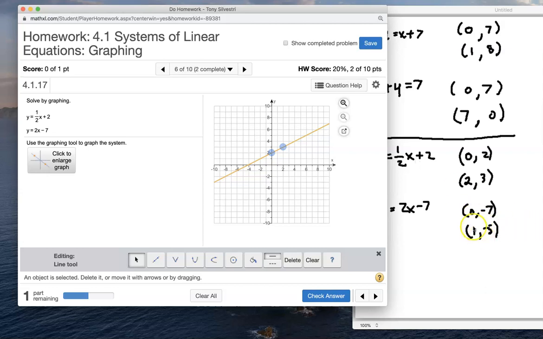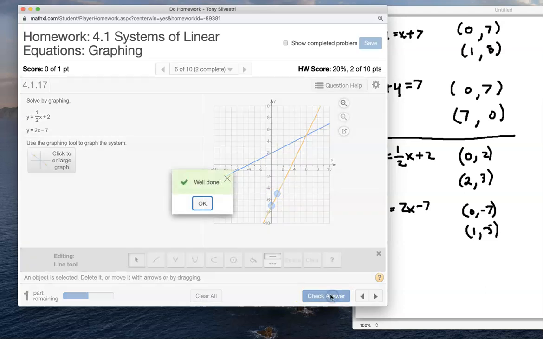How about the next 2 points? Draw another line. 0, -7. Start in the center of the world, the origin. 0 horizontal, -7 goes down vertically. And then the next point is 1, -5. Right there, -5. Stop right there. Did I graph them correctly? Yes, sir.